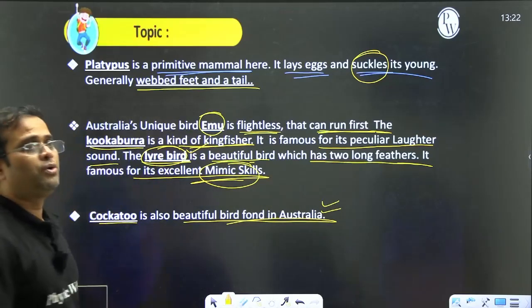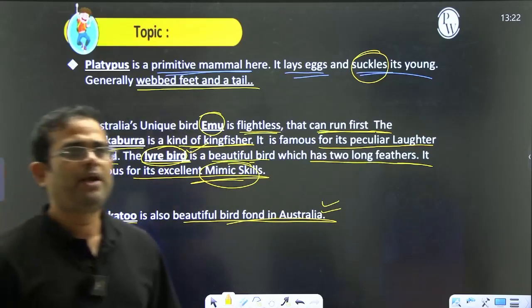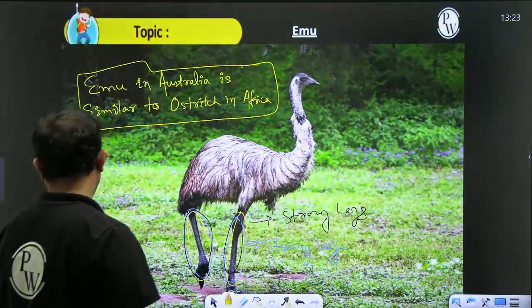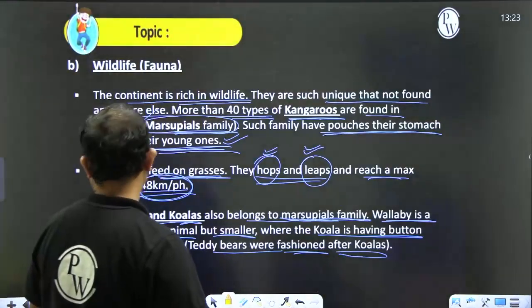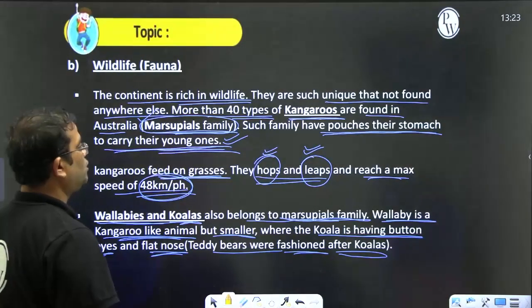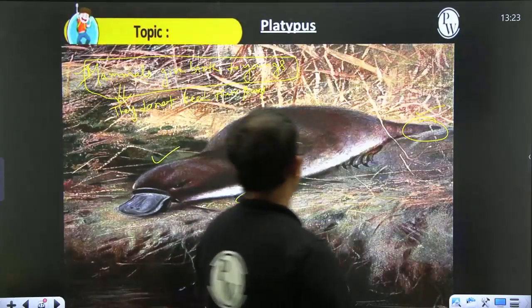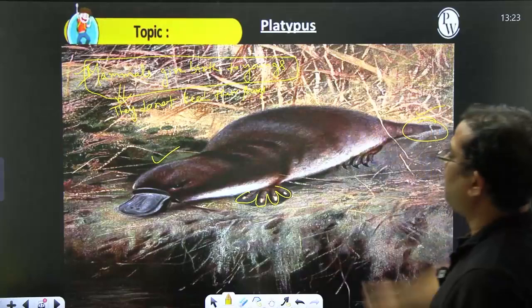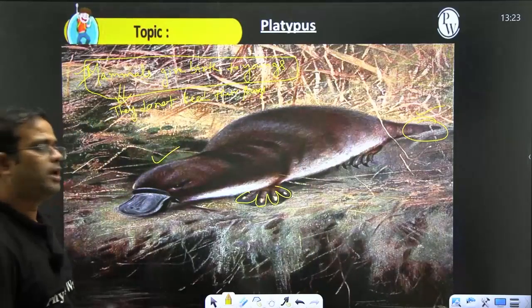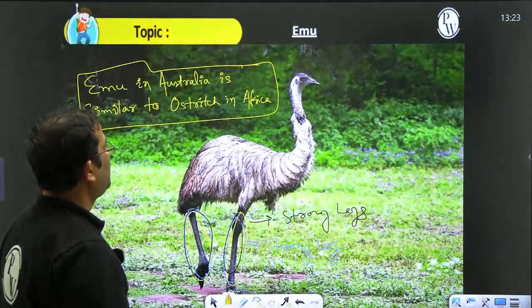So this is all about flora and fauna. We have completed the fauna that you have seen. Wow, beautiful creatures. We saw the koala, panda. Then we saw the platypus, a mammal variety which also lays eggs and suckles its young.